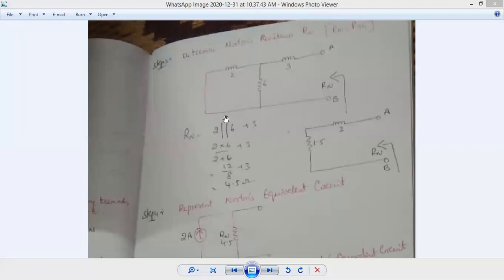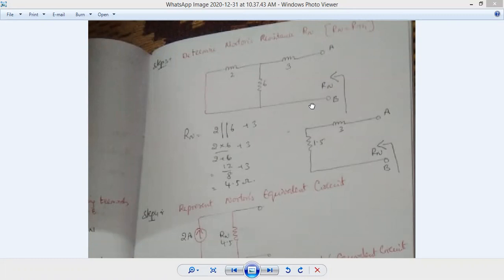When two resistances are in parallel, the total resistance is given by the direct formula R1 R2 by R1 plus R2. Therefore, R equivalent, which means Norton's resistance, equals 2 into 6 by 2 plus 6. So first we have written 2 parallel 6.